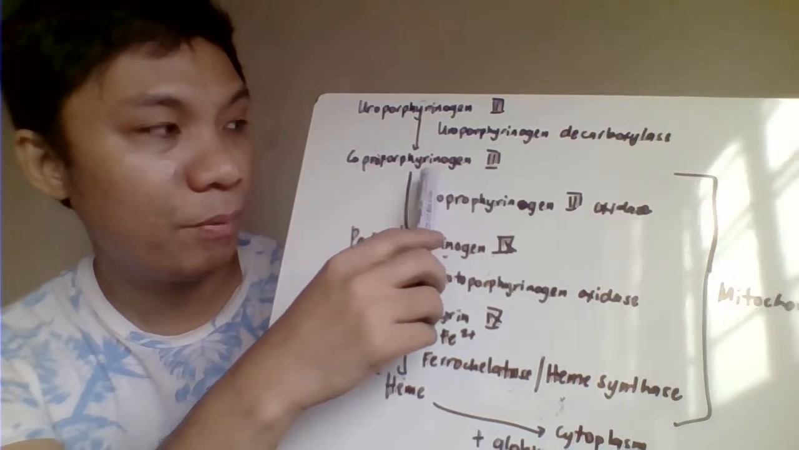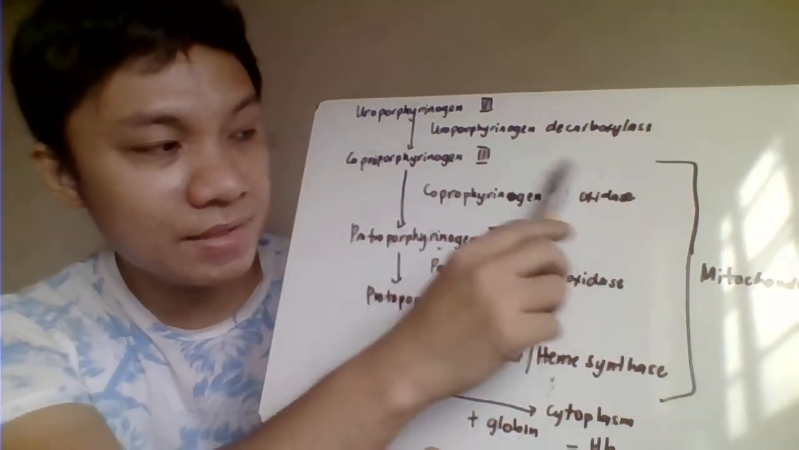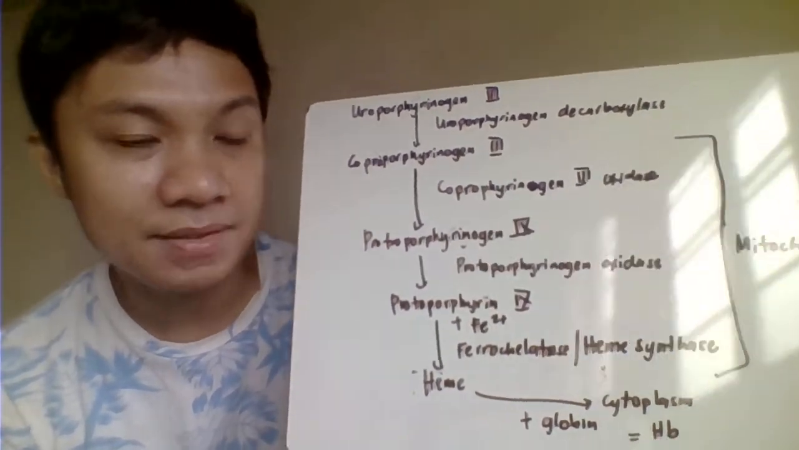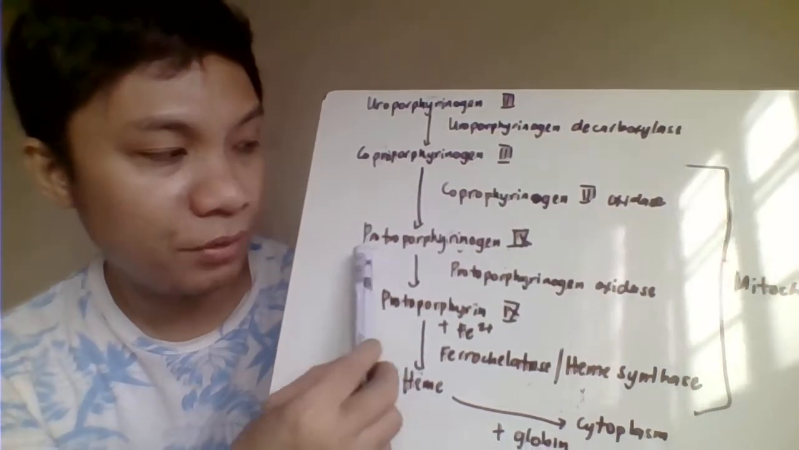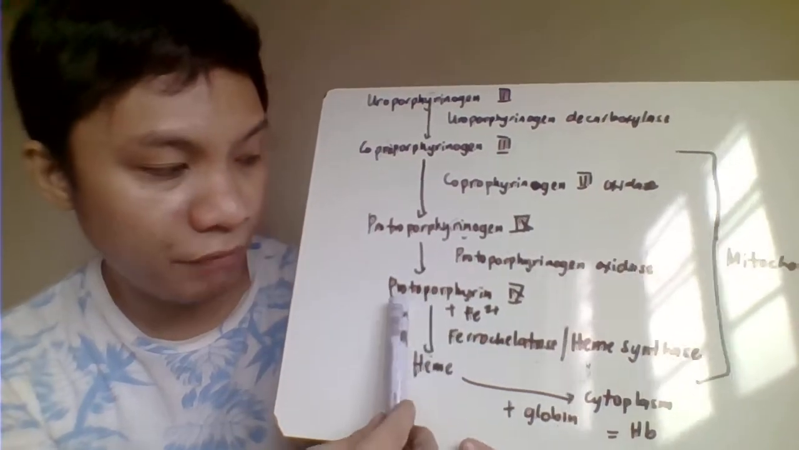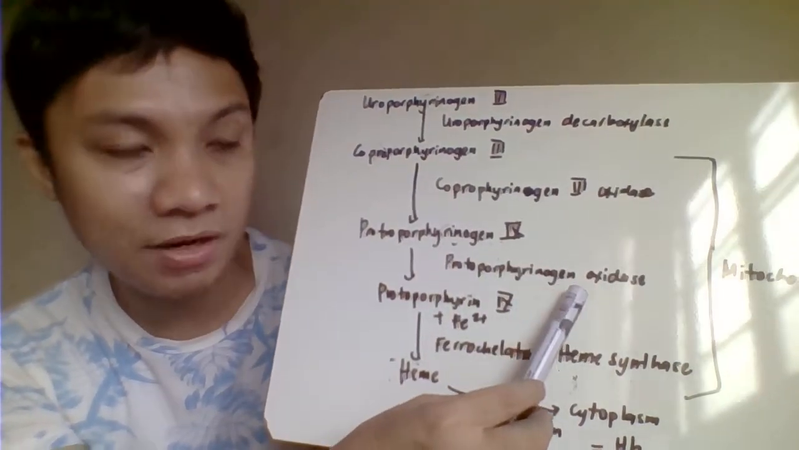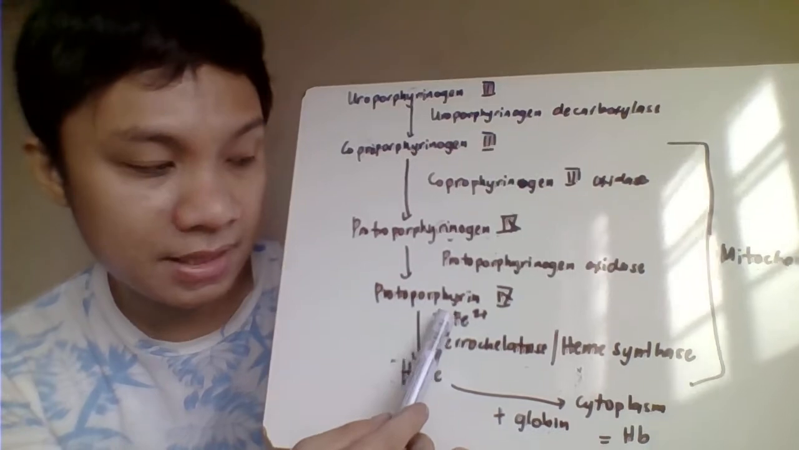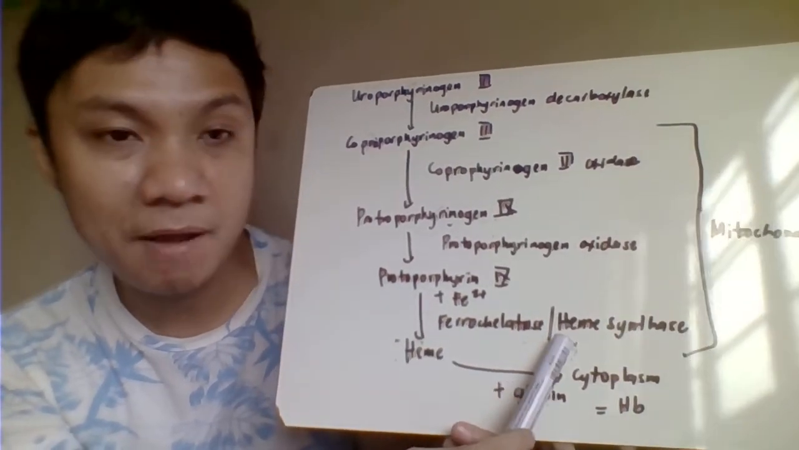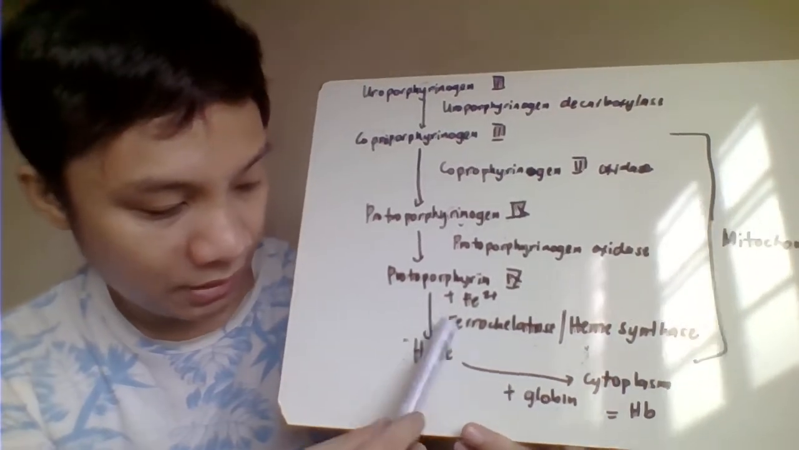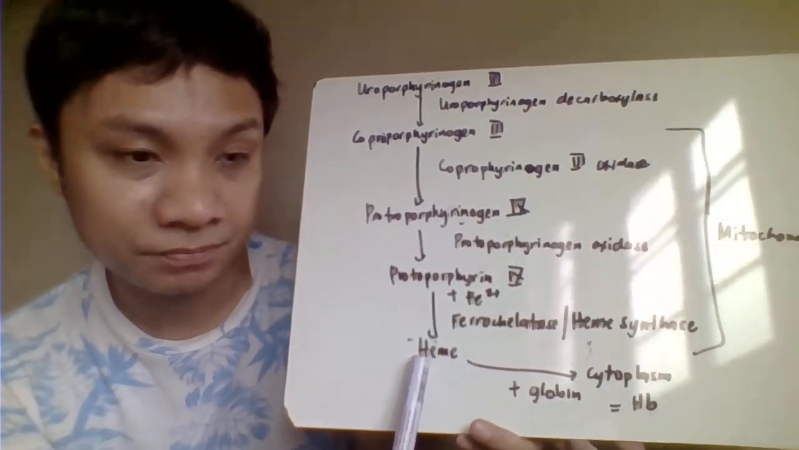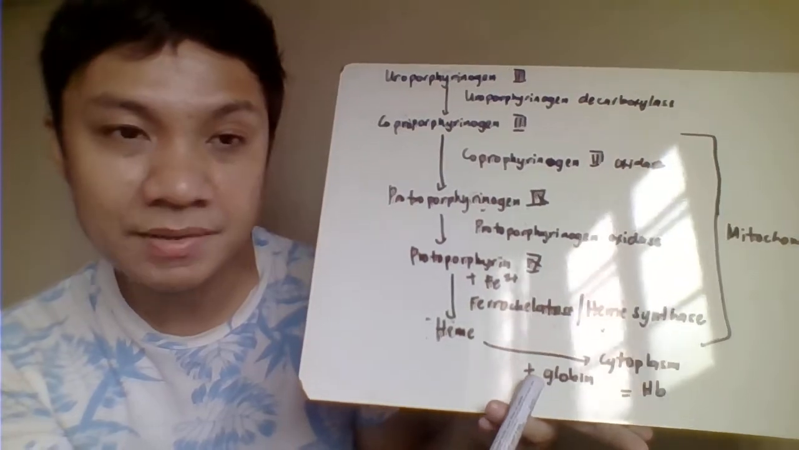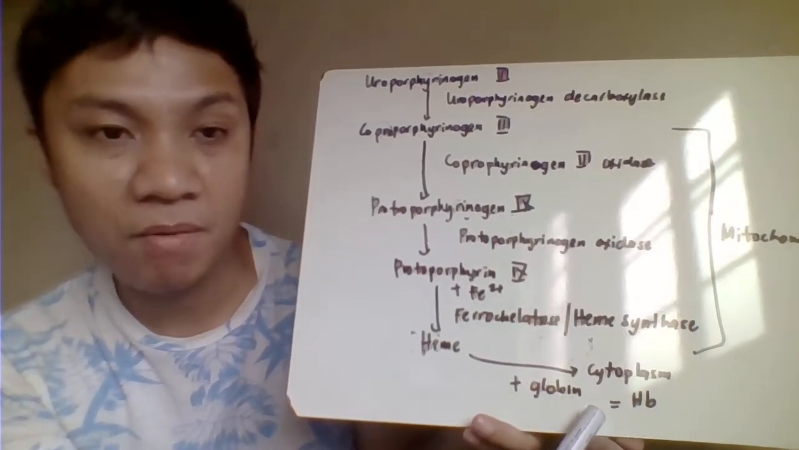Then after that, coproporphyrinogen 3 enters again your mitochondria from the cytoplasm. It'll be converted to your protoporphyrinogen 9 by the enzyme coproporphyrinogen oxidase. The protoporphyrinogen 9 will be oxidized here to your protoporphyrin 9 by the enzyme protoporphyrinogen oxidase. Then if you have your protoporphyrin 9, you need to incorporate the iron in a ferrous state. You'll be needing the enzyme ferrochelatase or your heme synthase. And what you produce for that is already your heme. Then after that, your heme, papunta sa cytoplasm natin, magkocombine sa globin, and therefore able to form here your hemoglobin.